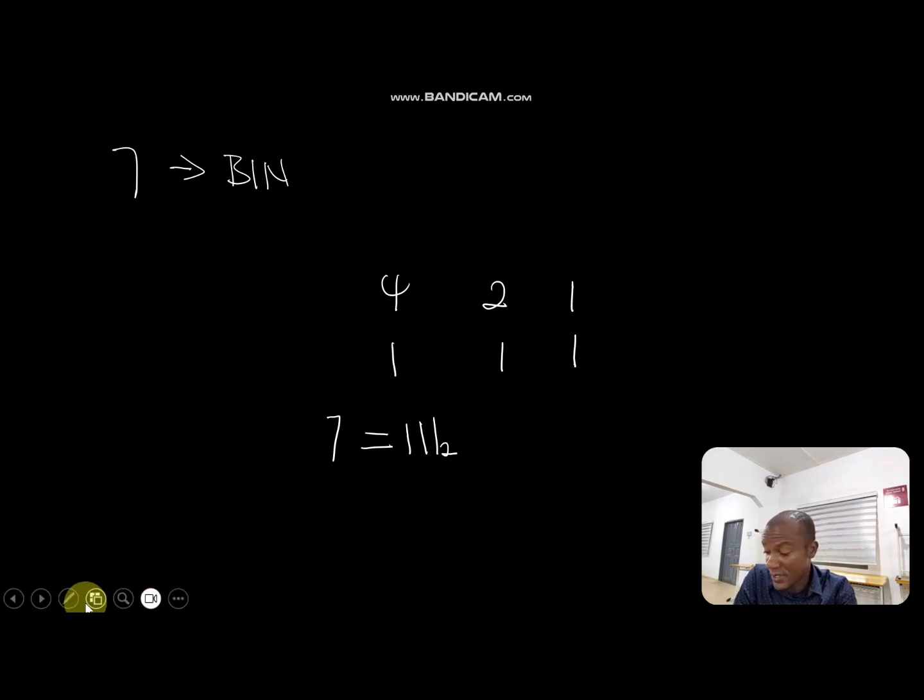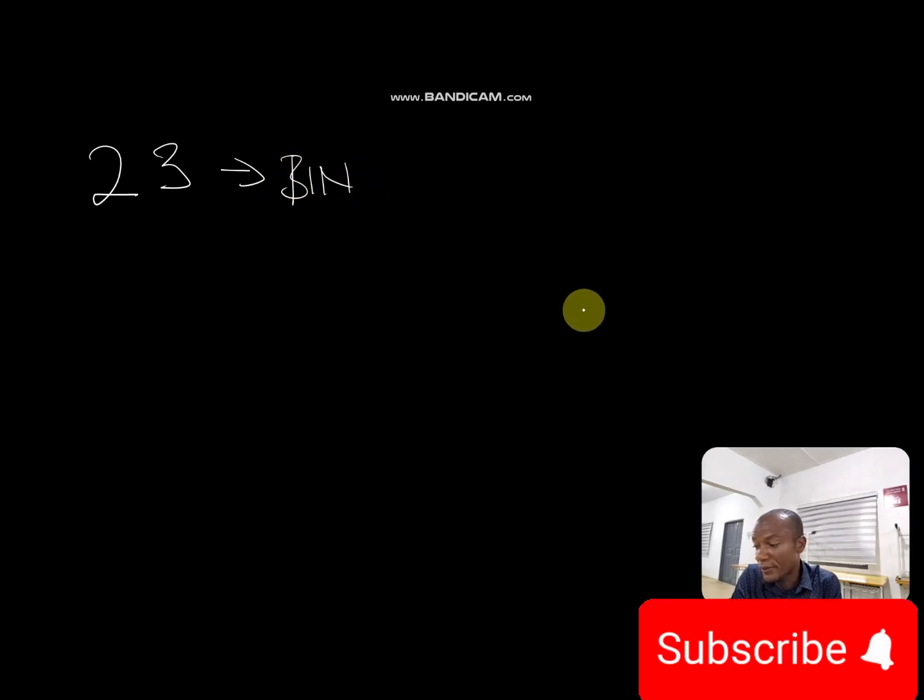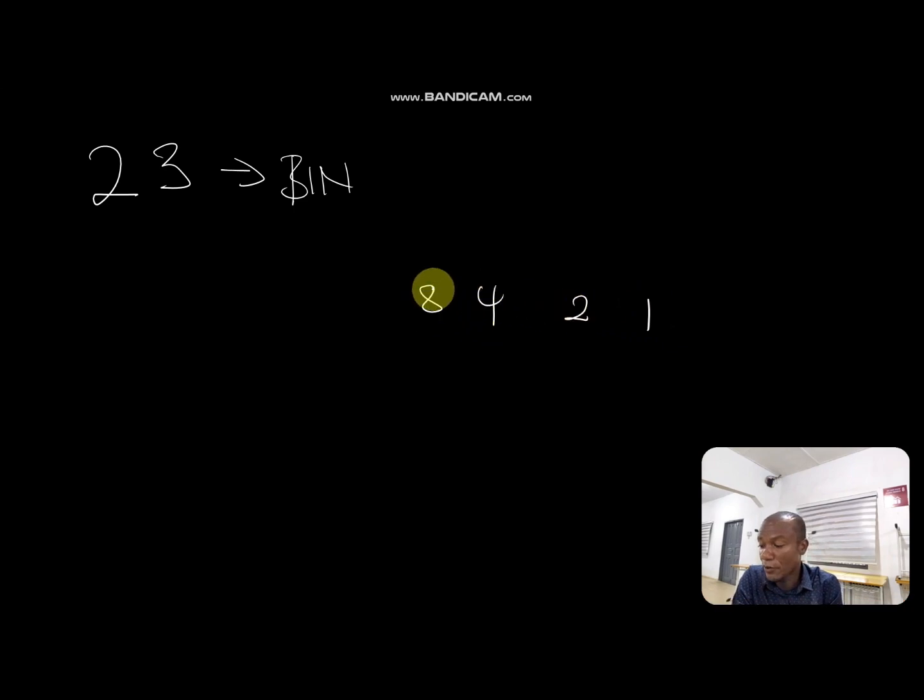Let's try it with another number. So we have 23. 23 is a decimal number and we want to change 23 to binary. So I have 1, 2, 4, 8, 16. So 23 is within 5 bits. So here I will get my answer from this. We are going to select the numbers that when we sum them up, we will get 23.